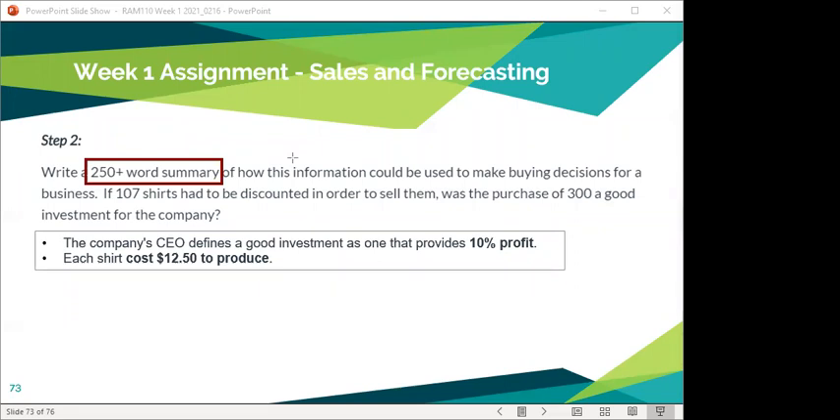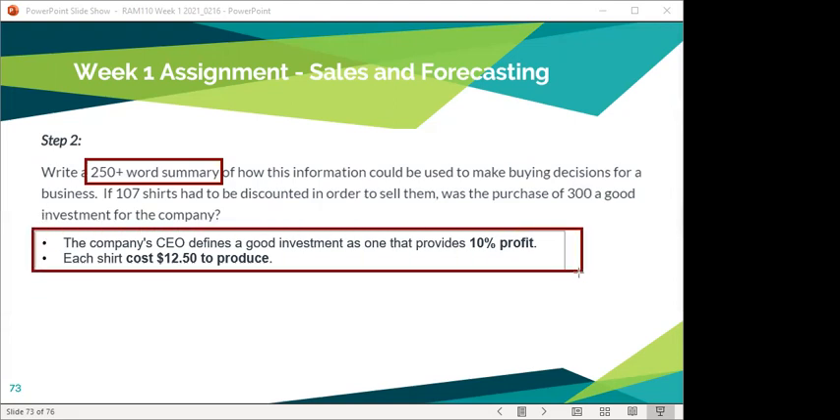Well, if we're in the purchase and resale of things, we have to make sure we're making a profit. It all comes down to profit. And so if we had to discount 107 shirts, was the purchase a good investment? Well, the CEO determined that a purchase is a good investment if there was a 10% profit. Well, let's see. So if profitability plays such an important role in business, let's see if it was a good investment. So let's check out how to calculate that.